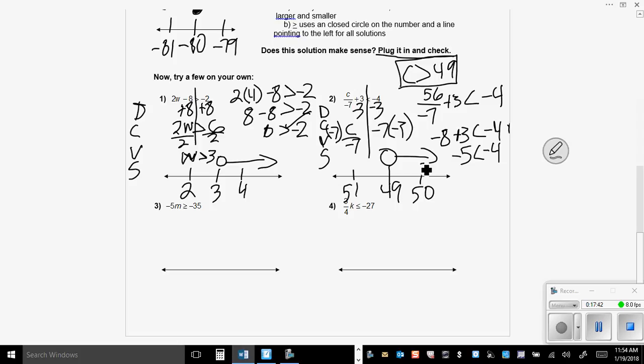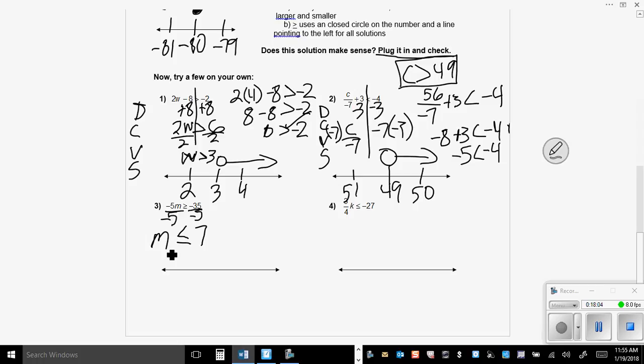First thing we're going to do is divide by a negative 5. Ding, ding, ding. Negative 5 is a negative number, so first thing we're going to do is write down the flipped inequality sign. And negative 35 divided by a negative 5 is 7. M is less than or equal to 7.